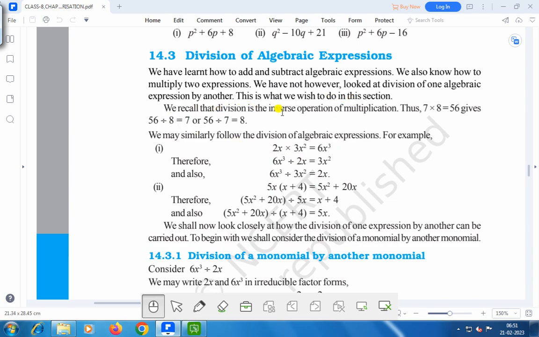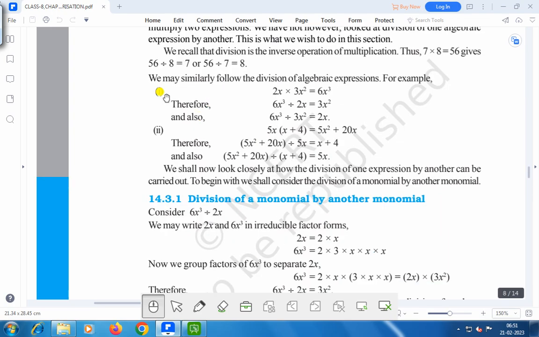We recall that division is the inverse operation of multiplication. Thus, 7 into 8 is 56 gives 56 divided by 8 is equal to 7, or 56 divided by 7 is equal to 8. We may similarly follow the division of algebraic expressions.